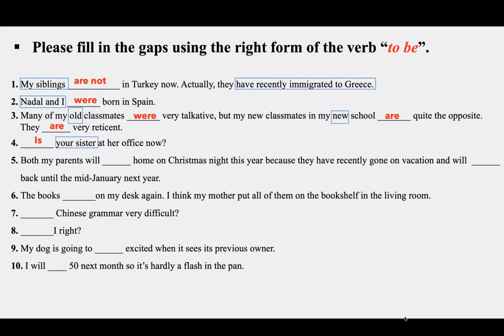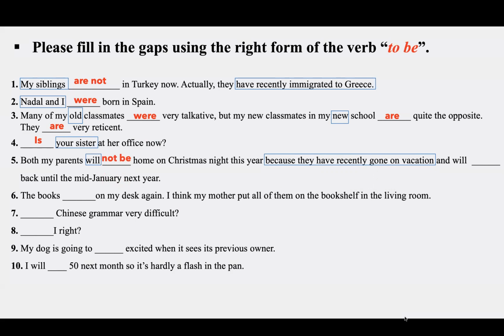The next one, number 5. Both my parents will home on Christmas night this year. So will it be positive or negative? It's talking about this year, and simple future, will. Because they have recently gone on vacation, so now they are not here. So they have recently gone on vacation, like is the case in question number 1. And will back until the mid-January next year. So again, the second part of the sentence is simple future. Let's check the first part. Both my parents will not be home on Christmas night this year.